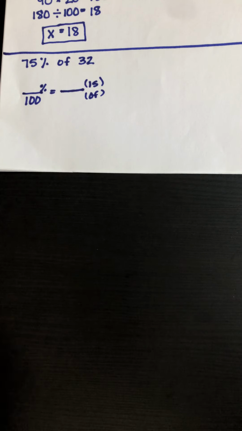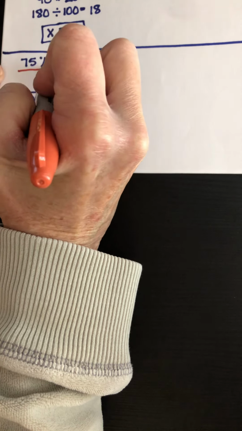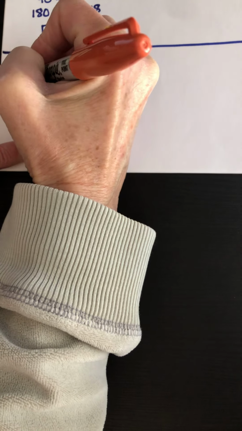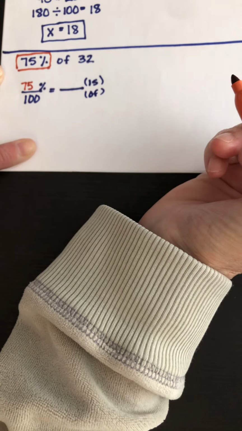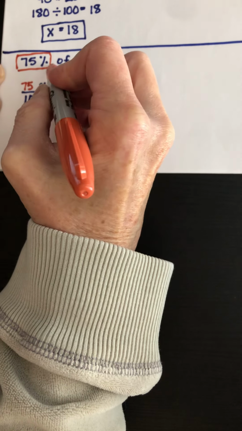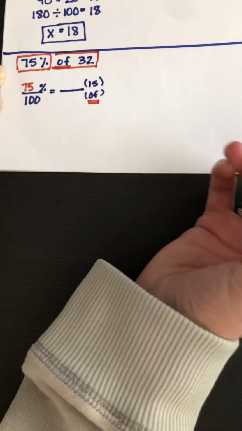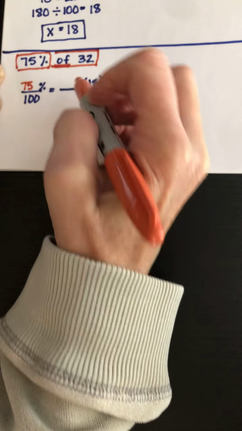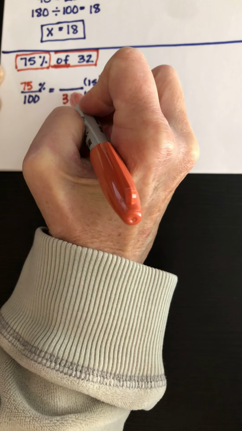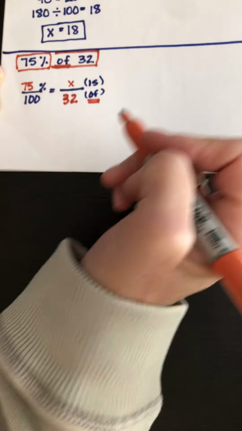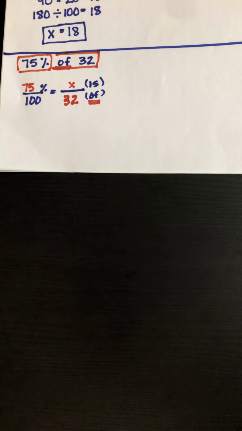So first I look to see what is my percent. Again, I'm going to match it up, 75%, so the percent sign gives it away. I'm going to plug it in here. And it's kind of like clues. You have to figure it out. Of 32, my of word tells me that I match it up down here. So of 32, 32 goes on the bottom. And I'm going to just plug in a variable of x for my unknown. I do not know what that is.